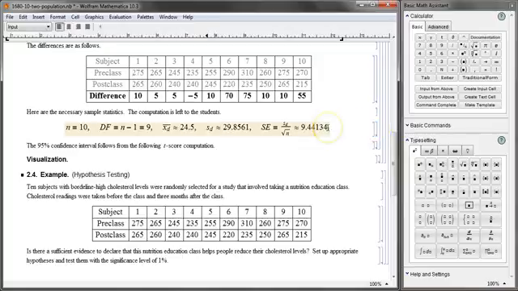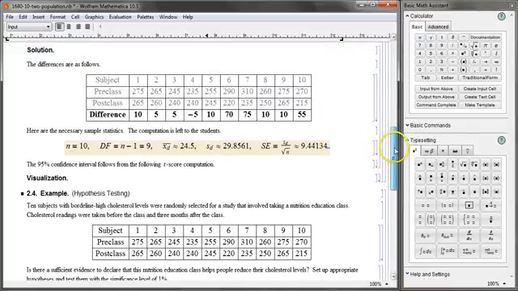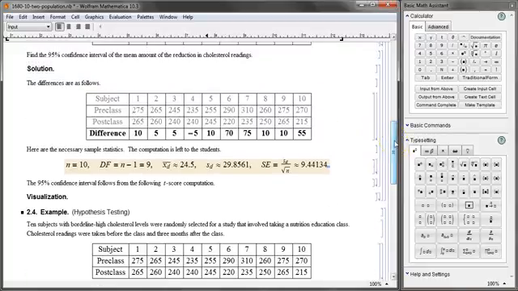And then the standard error is standard deviation over square root of n, and it is calculated like this. Detailed calculation is left to the students. Let's find out the 95% confidence interval. How do we do that?